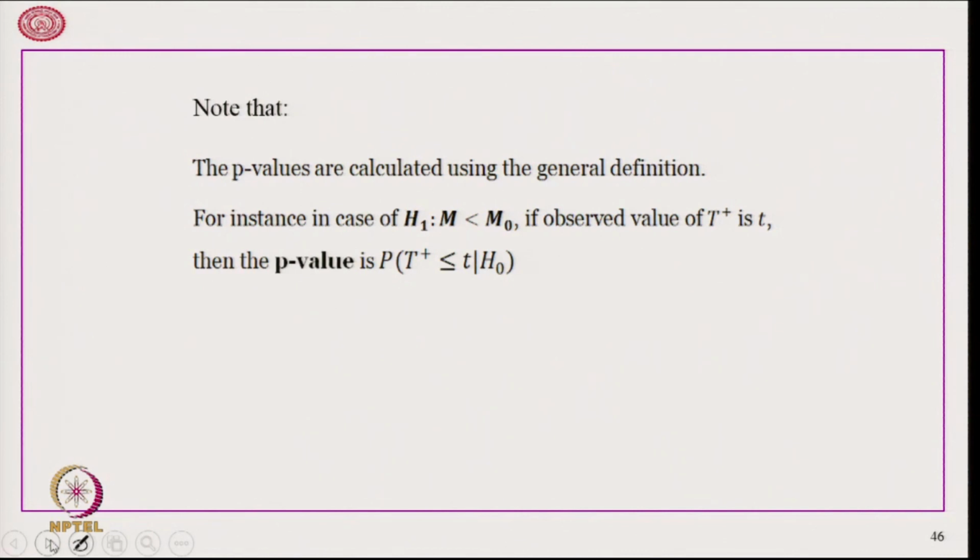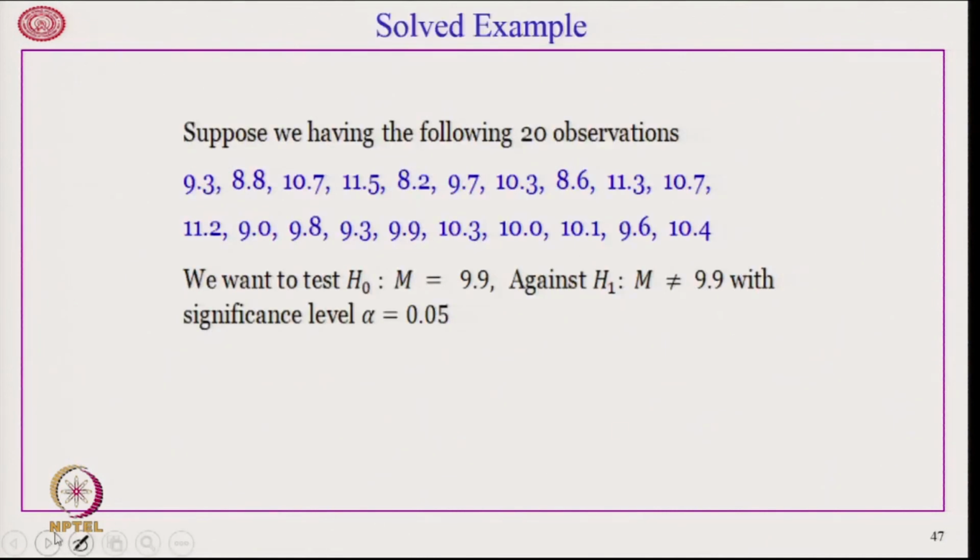Some of you may not know what the p value is. The p value is the observed value of the T plus under the null hypothesis. Let me give you an example. Suppose we have 20 observations which are like this. We want to test if it is coming from a population with median equal to 9.9, and we are looking for a two-sided test, that H 1 is m is not equal to 9.9, and suppose the significance level is 5%, that is alpha is equal to 0.05. How do you solve it?